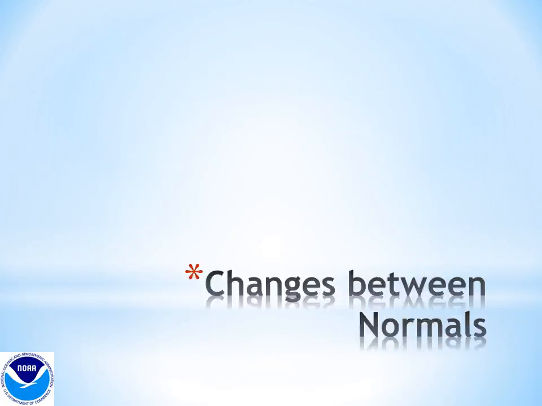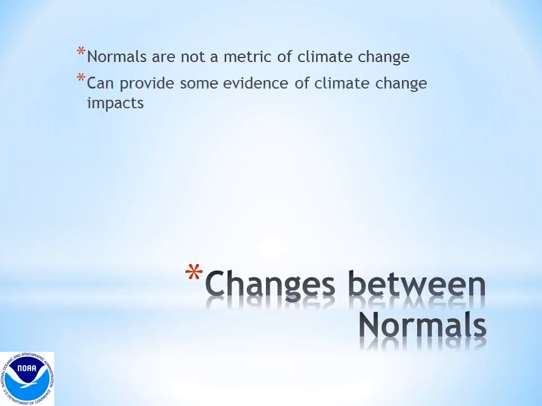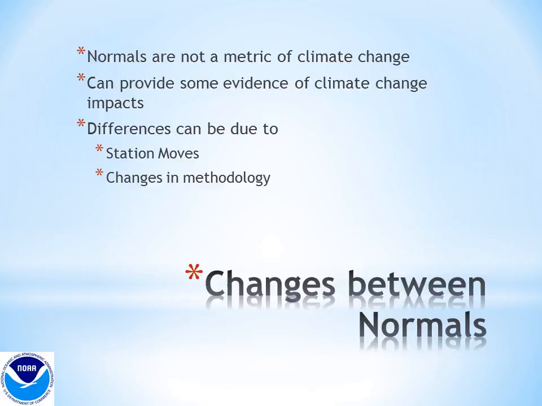So now that we have calculated new normals, what do the differences tell us? One thing we must keep in mind is that climate normals were not designed to be metrics of climate change. While changes from one installment of normals to the next do provide some evidence of climate change impacts, one must keep in mind that there are other changes that lead to differences as well. These changes include differences due to relocation of individual stations, changes in the method of calculating the normals, and changes in the instrumentation at the individual station over the years.